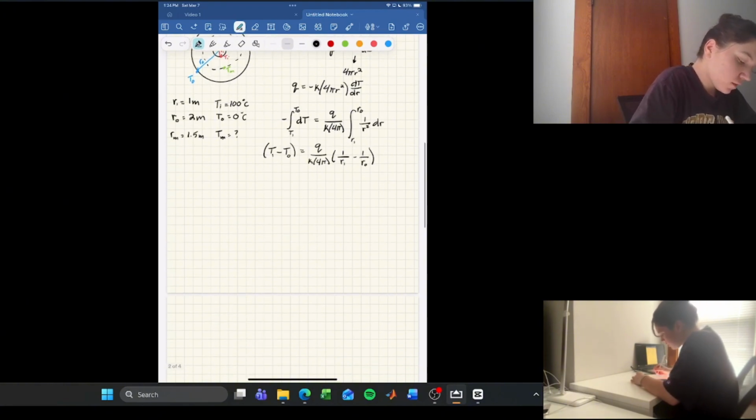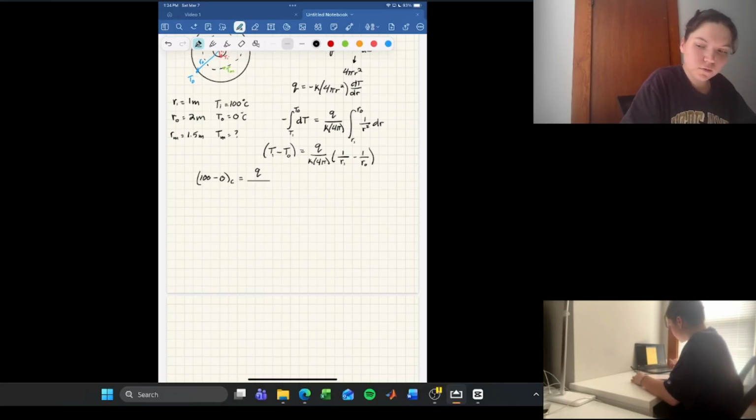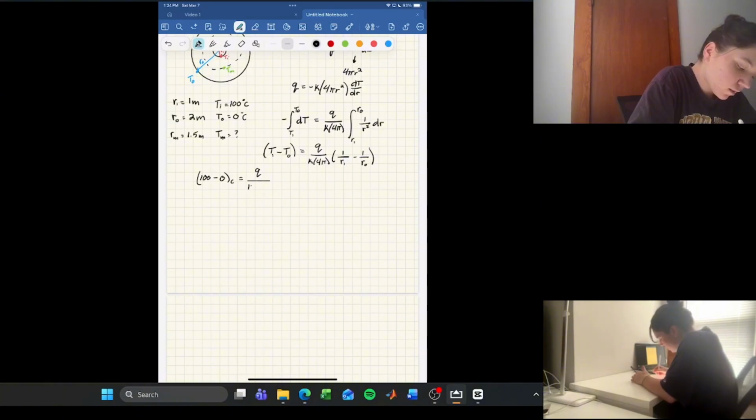So we have 100 degrees Celsius minus the initial, which was 0 degrees Celsius, is equal to the heat flux over K thermal conductivity times 4 pi. And this is going to be 1 over the inner radius of 1 meter minus 1 over the outer radius, which was 2 meters.